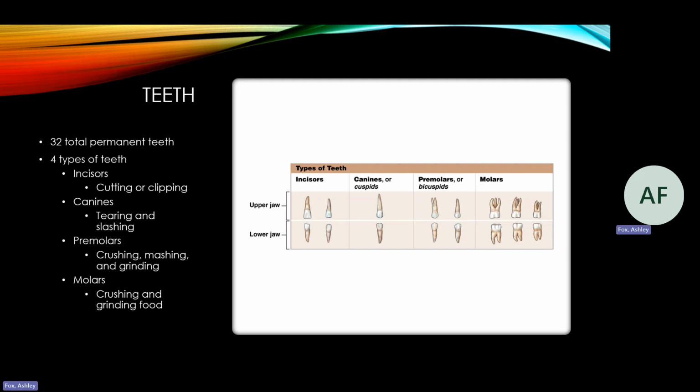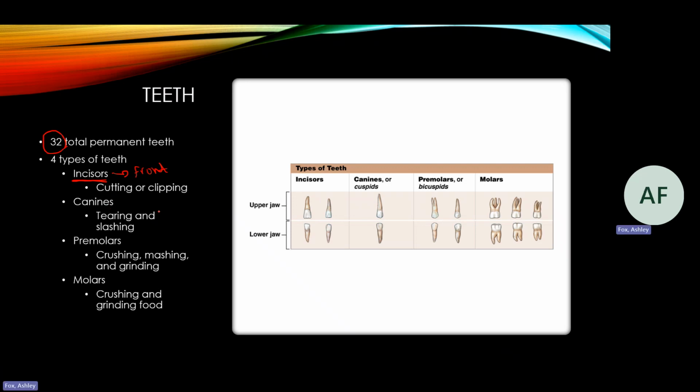Looking at what else is in your oral cavity, there are your teeth. So 32 total permanent teeth, so adult teeth. And there are 4 major types. There are incisors, which are going to be in the front. So your front teeth, or your most anterior, are going to be your incisors. Those are for clipping, to chew on a little bit, grab, and they can cut a little bit as well.